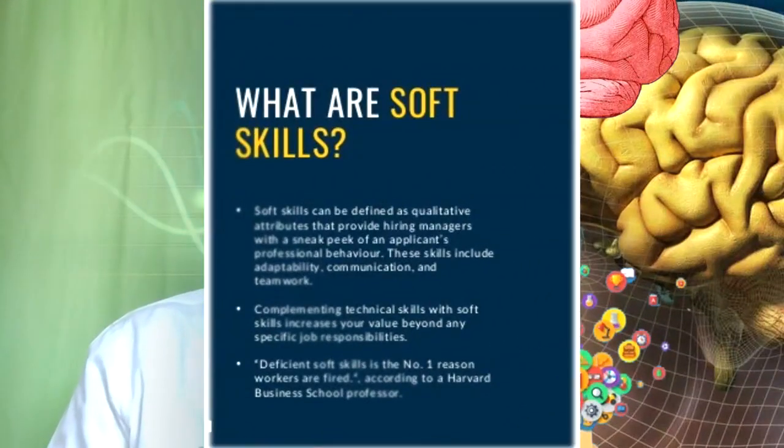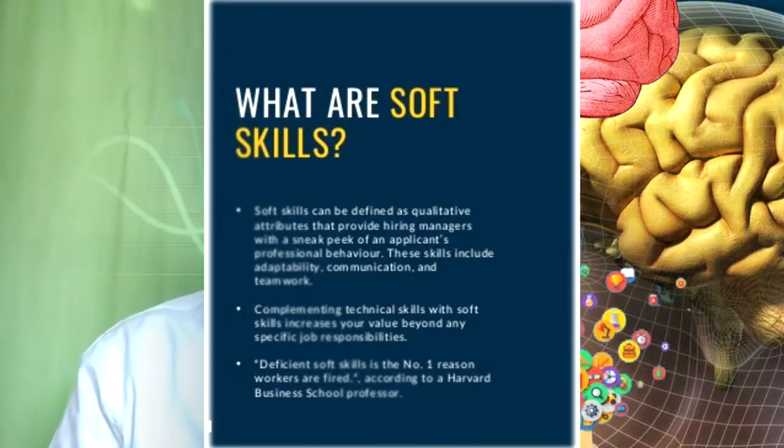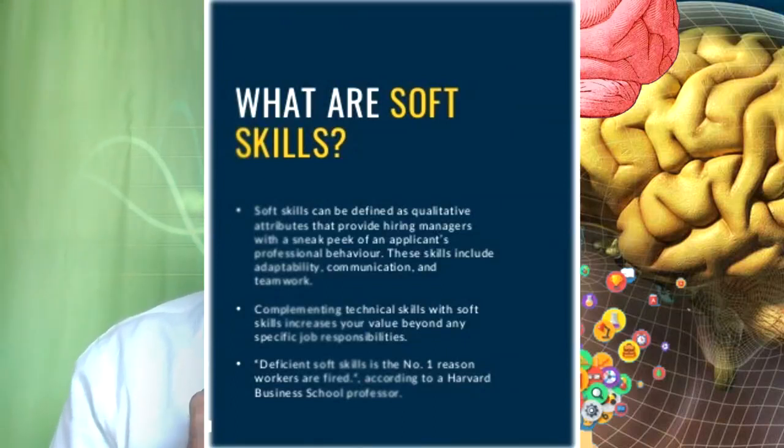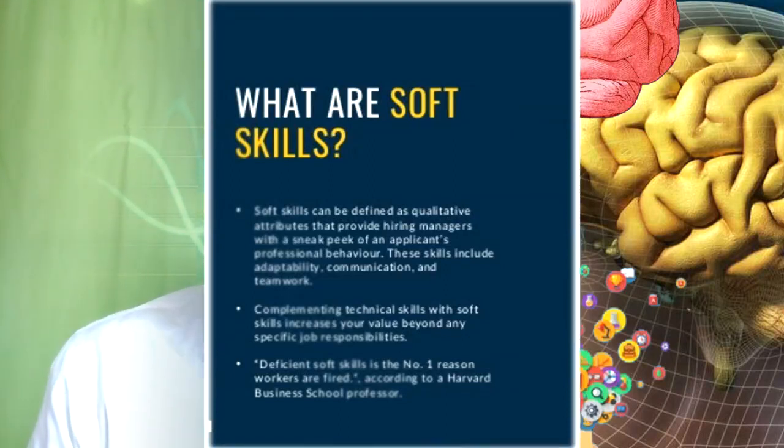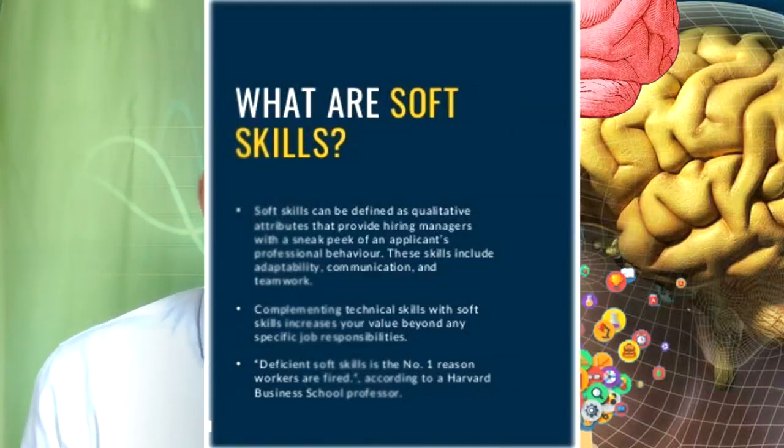But soft skills can be defined as qualitative attributes that provide hiring managers with a sneak peek of an applicant's professional behavior. So it's qualitative, which means they can see or they can look at your behavior. These skills include adaptability, the ability to change, communication, and teamwork. So how you're able to adapt to a situation, how you're able to communicate and talk with other people, and how well you work together as a team.